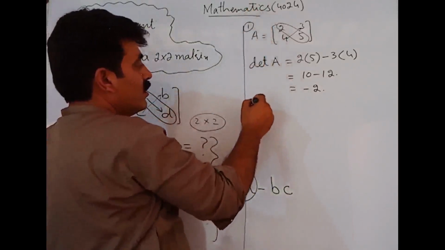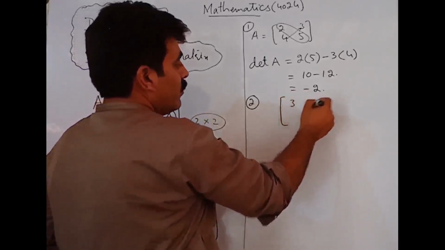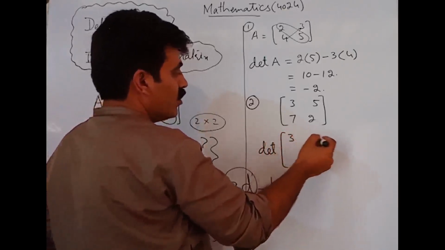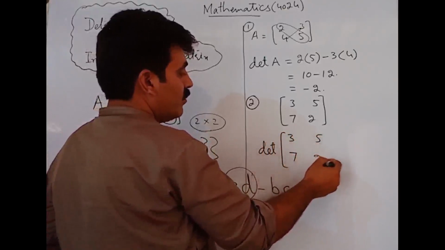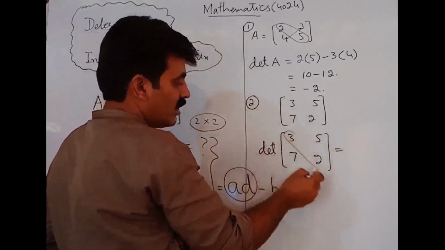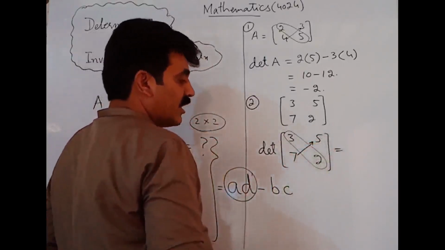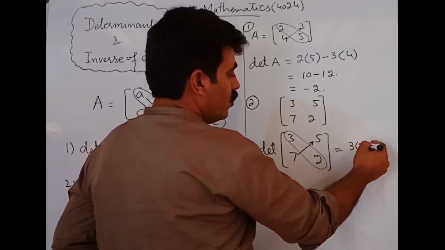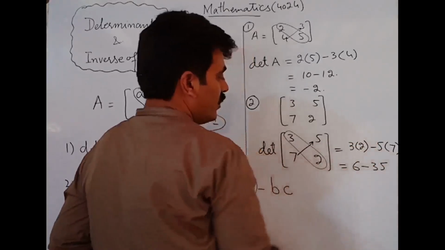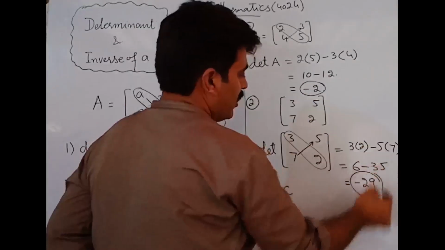If this is example 1, example 2 is, if here is the matrix 3, 5, 7, 2, what is det of the matrix? That is also a way to write the determinant. It has the same formula, AD minus BC. So 3 into 2 minus 5 into 7 will give you 6 minus 35, that is minus 29. So these are the determinants.